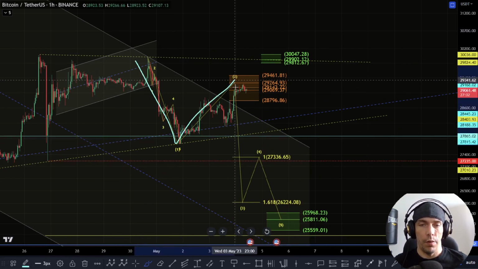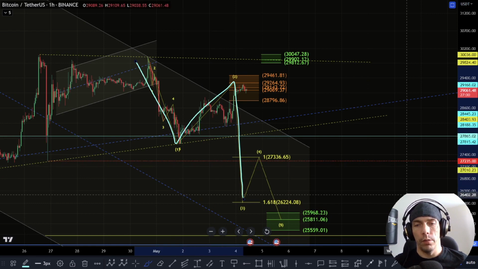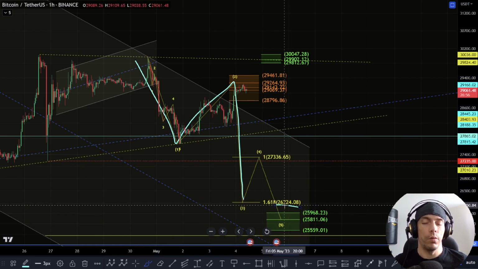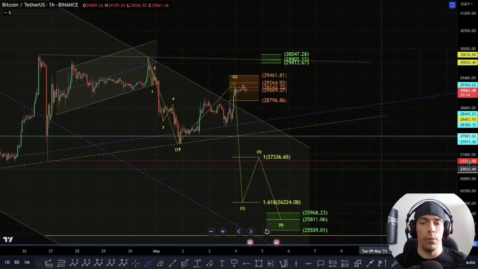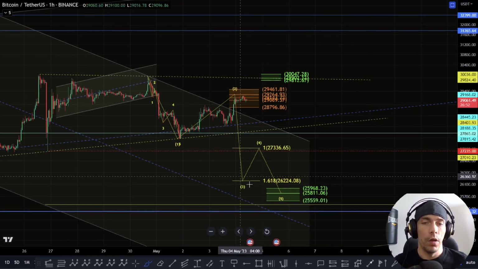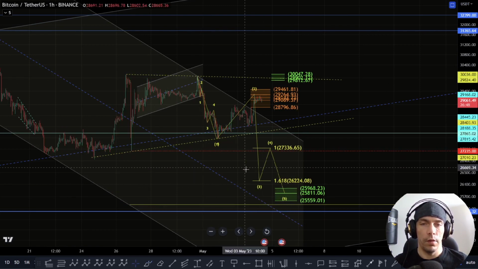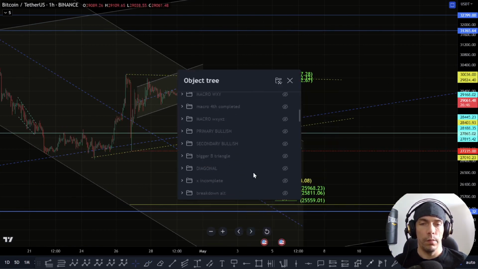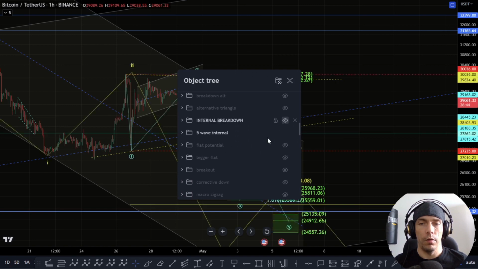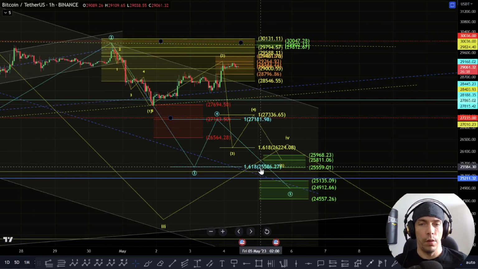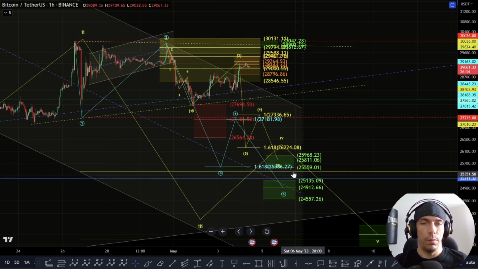that we could see a break to the downside here, looking for this 1618 at 26,224 for that wave three area. So this would be looking for this impulse to the downside. Obviously, once we start to break down to these levels, and we overlay this other count here, we can see that this brings us very close to this 1618, in teal, of this 25,586 area. So this is what we need to be careful of.